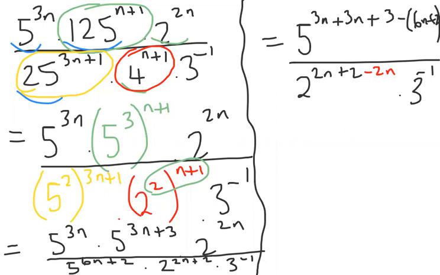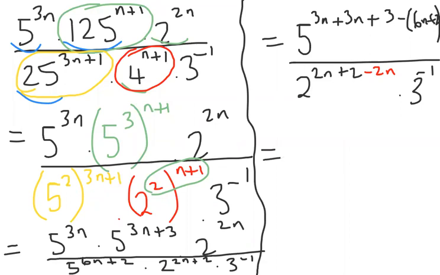So what I did now, I just took all the 5s to the top. So there's a 3n plus 3n plus 3. And this I took to the top as well. It becomes a minus 6n plus 2. And the 2 and the 3, I just kept at the bottom.